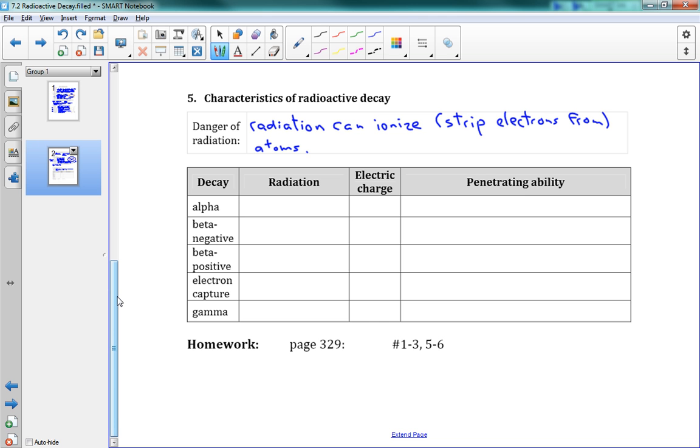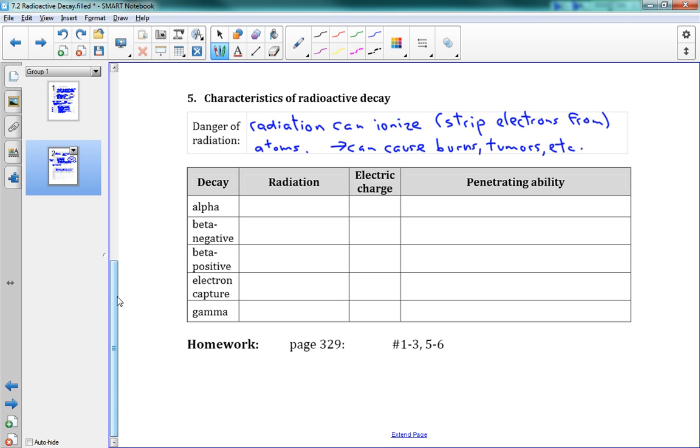If you have some radiation firing at you, you could be losing a bunch of electrons off your atoms, and that's not good. That can cause burns, tumors, etc.